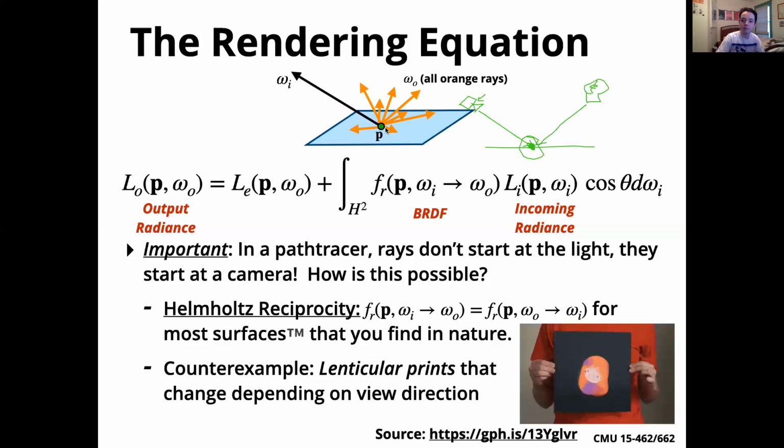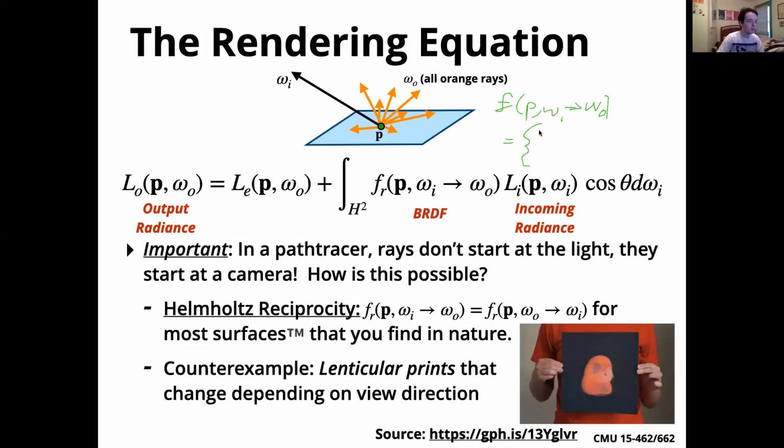But back to your question, reciprocity has nothing to do with our canonical basis for Wi and Wo. Let's say we chose a purely retroreflective BRDF. Retroreflective means it just goes back in the direction that the light came from. So let's say our BRDF was f_p(Wi, Wo). Here we could write it like this if it's retroreflective. And usually a retroreflective surface would look something like this.